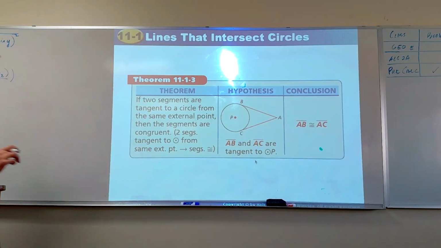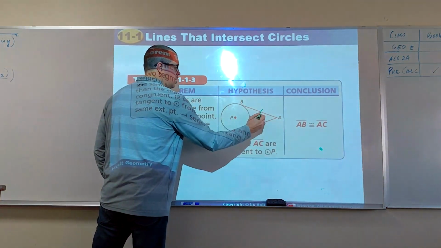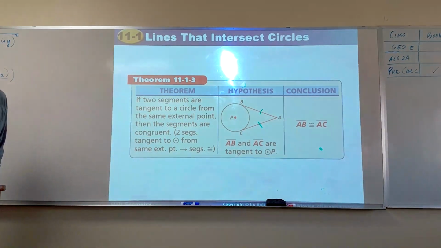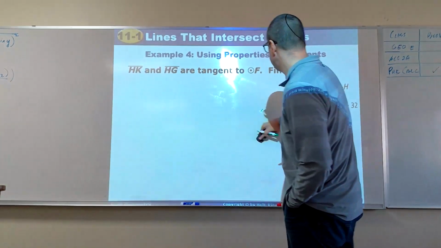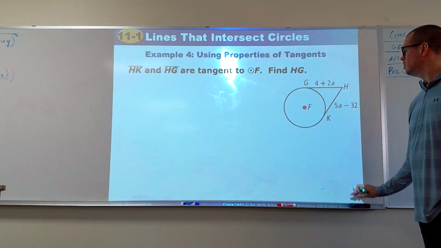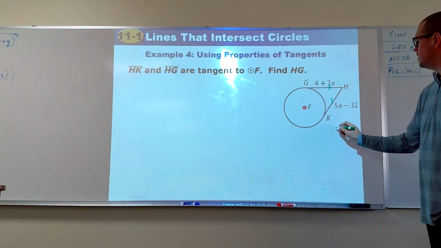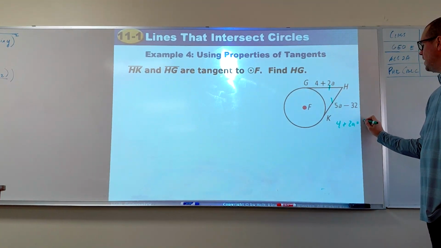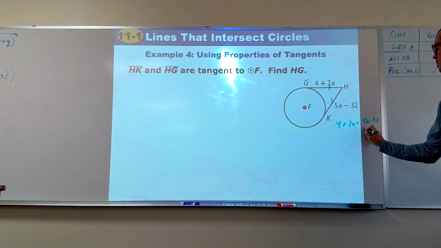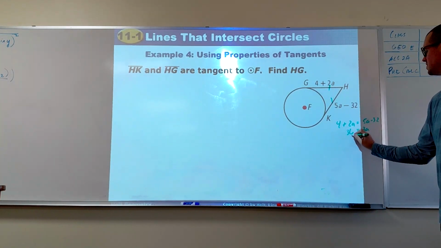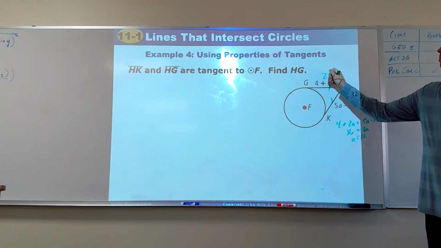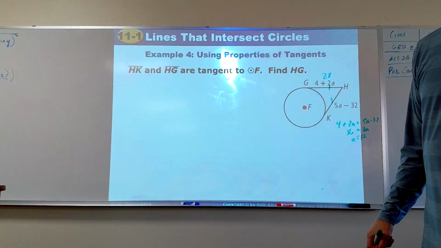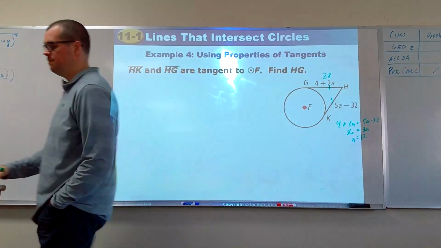If 2 segments come from the same point and are tangent to the circle, then those 2 are going to be congruent. Once again, these are all located in section 11.1 of your online textbook. HK and HG are tangent to F. Find HG. Well, if these are both tangent, then they're equal. So 4 plus 2a equals 5a minus 32. 3a equals 36, so a equals 12. Plug it back in, 12 times 2, 24, plus 4, both would have to be 28. So you would set them equal and solve.